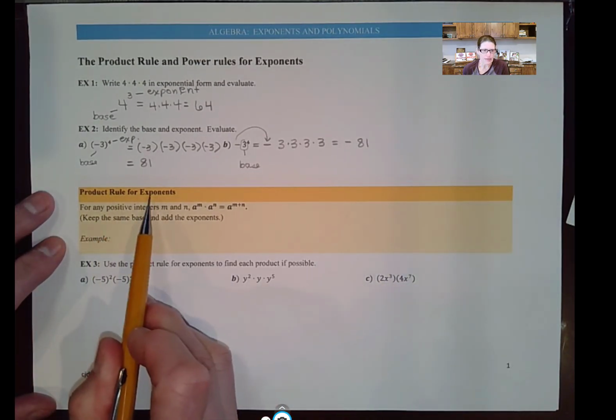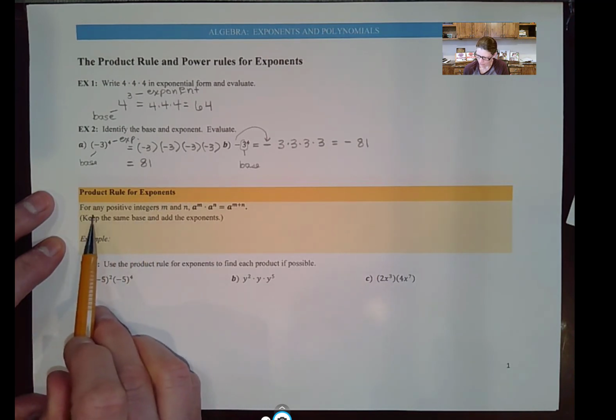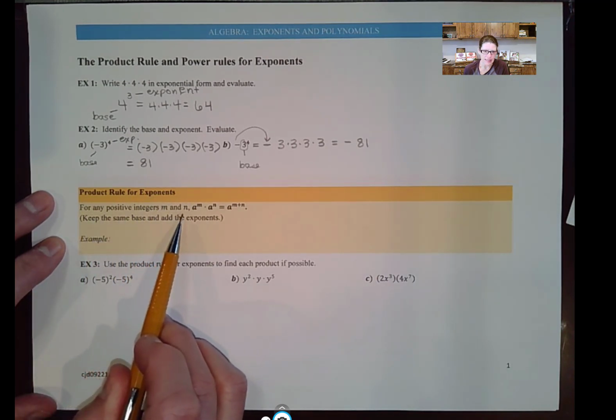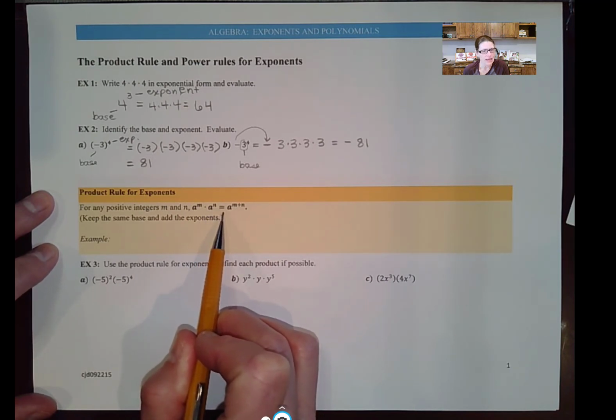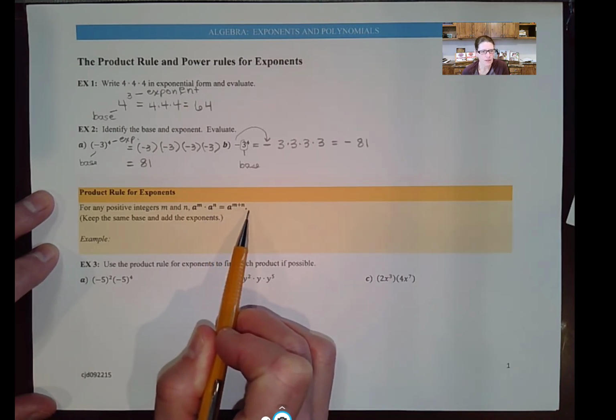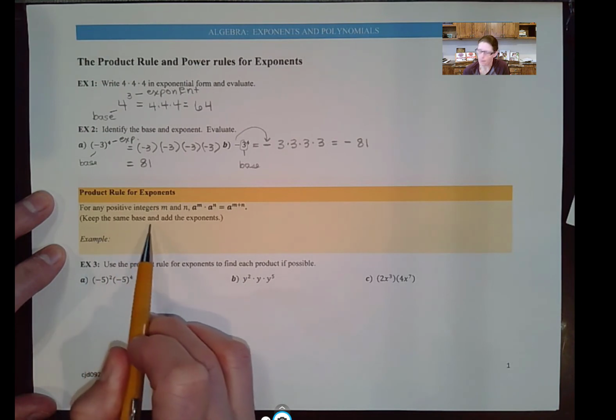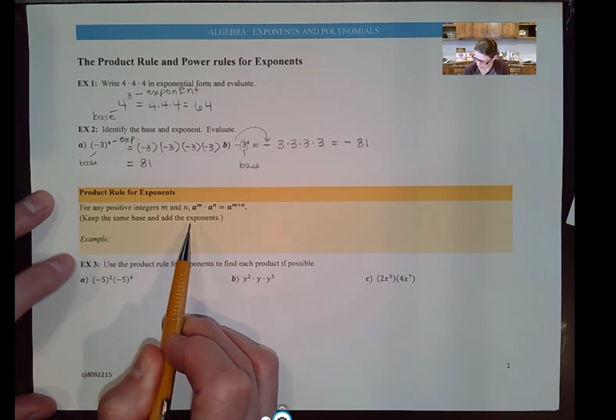So our product rule for exponents says that for any positive integers m and n, a to the m times a to the n is equal to a to the m plus n. In other words, we're going to keep the same base and add the exponents.